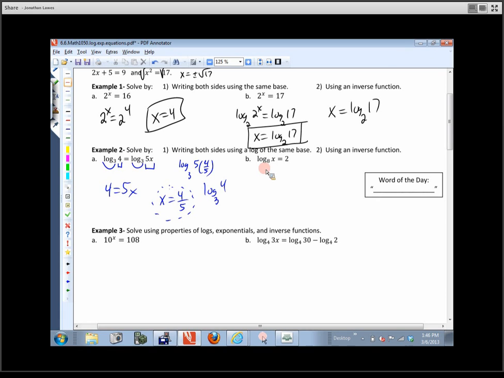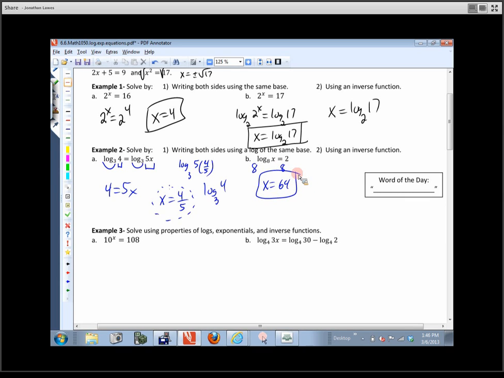Yeah, do 8 to both sides. So I could do 8 to this side and 8 to that side, right? Man, that is annoying. So what do these two do to each other? Undo each other. So we get x over here, and what on this side? We get 64. Okay?